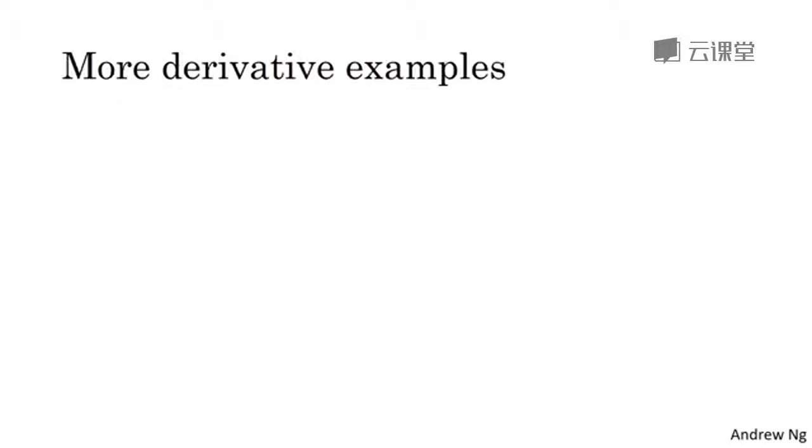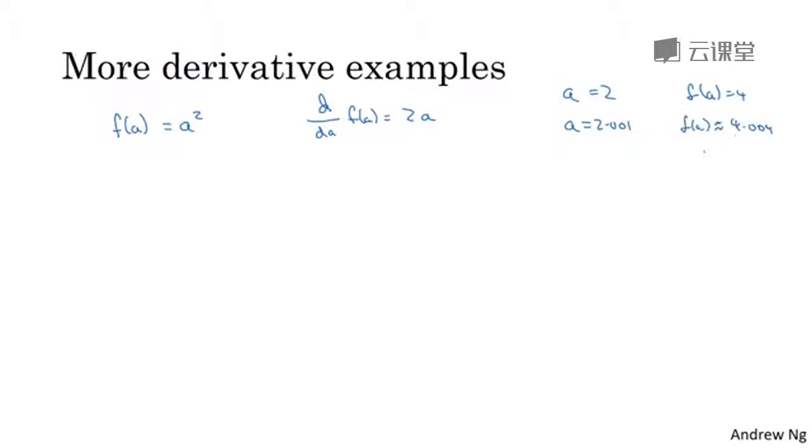The example you've already seen is that if f of a equals a squared, then a calculus textbook's formula table will tell you that the derivative is equal to 2a. And so the example we went through was that if a is equal to 2, f of a equals 4. And if we nudge a so it's a little bit bigger, then f of a is about 4.04. And so f of a went up 4 times as much. And indeed, when a is equal to 2, the derivative is equal to 4. Let's look at some other examples.